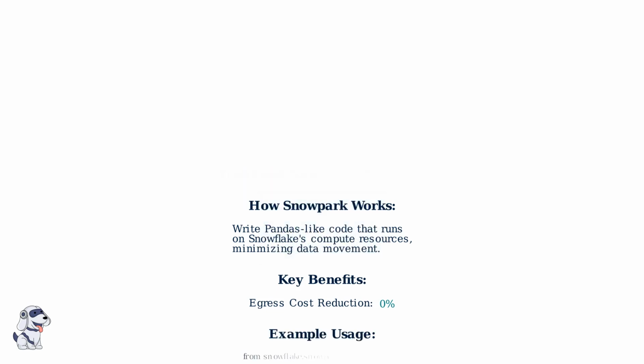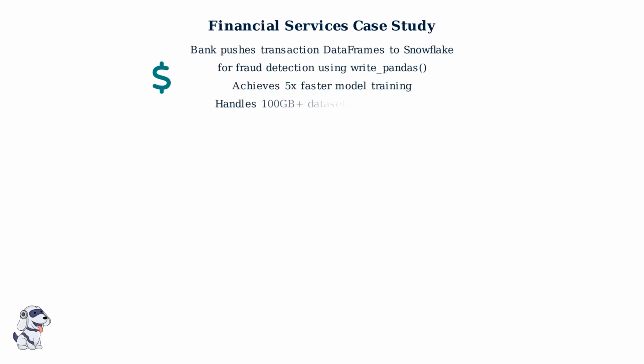Here's an example of using the Snowpark DataFrame API for in-database transformations. By performing transformations directly within Snowflake, Snowpark minimizes data movement and optimizes overall performance. In financial services, a major bank pushes customer transaction data frames into Snowflake for fraud detection. Using Write Pandas with chunking, they handle datasets over 100 gigabytes and achieve 5x faster model training by pulling optimized data frames back for analysis.